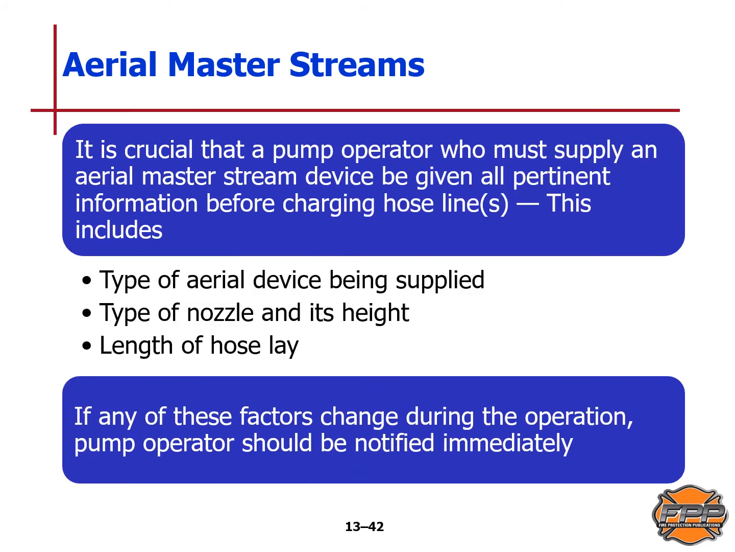It is crucial that a pump operator who must supply an aerial master stream device be given all pertinent information before charging hose lines. This includes the type of aerial device being supplied, the type of nozzle and its height, the length of the hose lay, and if any of these factors change during the operation, the pump operator should be notified immediately.